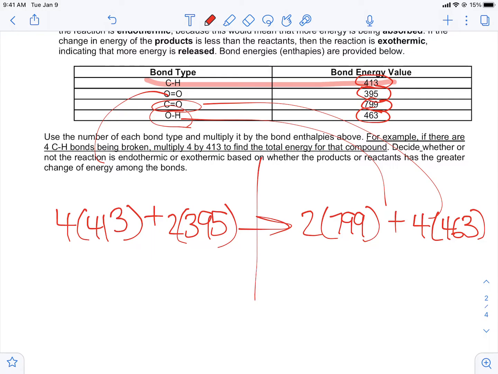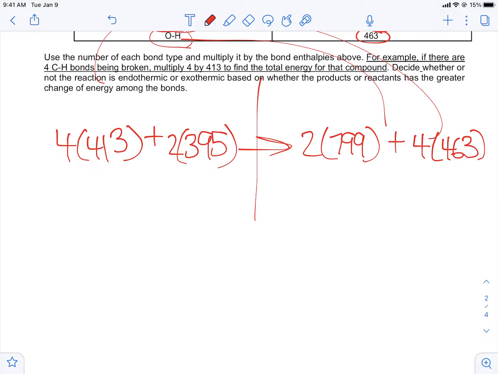Now it's time to go ahead and calculate the energy levels. So take a moment and do that. First, you should get 1652 for 4 times 413. Then you should get 790 for 2 times 395. Add that to 1652, and you should get a total energy change of 2,442.